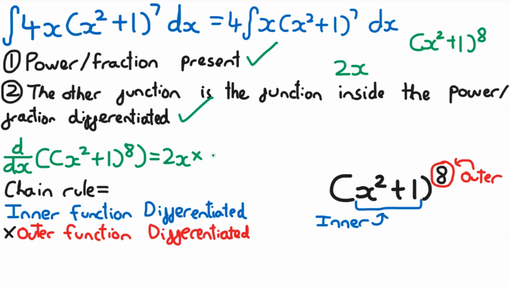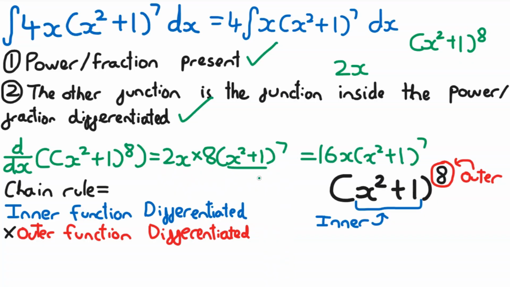If you differentiate the power of 8, this 8 comes down like this here, and then this x squared plus 1 is still going to be like this, so we just keep it as x squared plus 1, we kind of just ignore it. And then this power of 8, if you differentiate it, is now going to be to the power of 7, like this here. If you simplify this, 2 times 8 is equal to 16, so it's going to be 16x, then x squared plus 1 to the power of 7. And you can see that we have this x squared plus 1 to the power of 7, which is what we need. So therefore, when we integrate this, it's going to be x squared plus 1 to the power of 8.